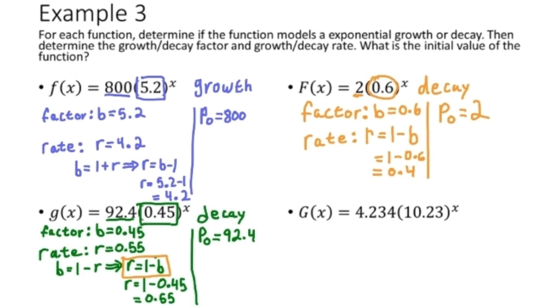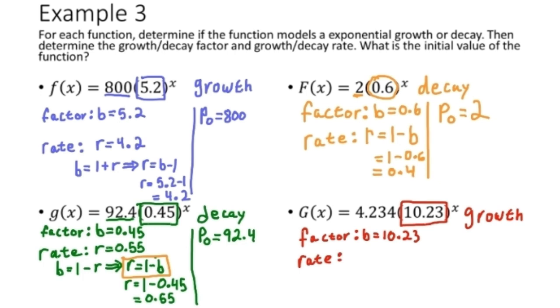Next, capital G of x, looking at the base to see if we're working with an exponential growth or exponential decay. Since 10.23 is bigger than 1, we're dealing with an exponential growth. Now we'll find our growth factor. Well, our growth factor is the base of our exponential expression, which is 10.23.